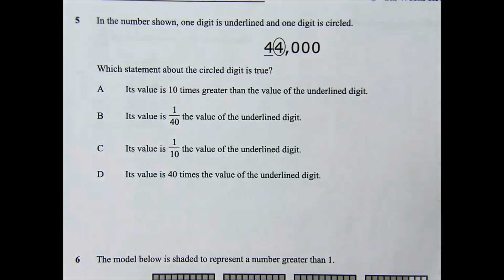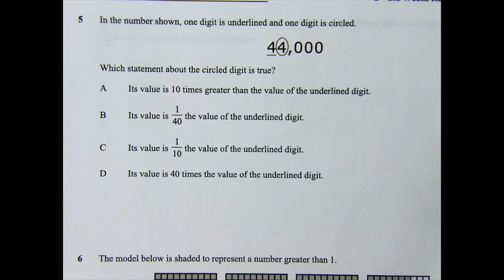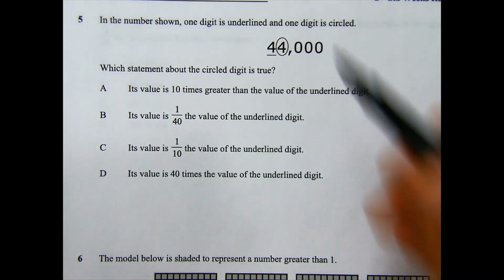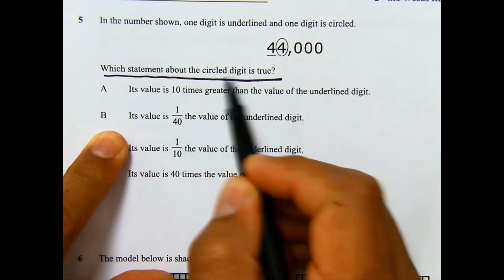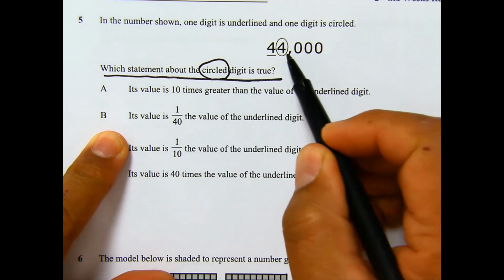Number 5. In the number shown, one digit is underlined and one digit is circled. Which statement about this circled digit is true? So they're asking which statement about the circled digit. So we're looking at this one right here.